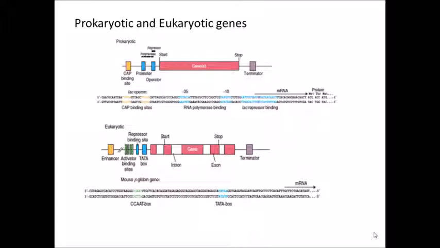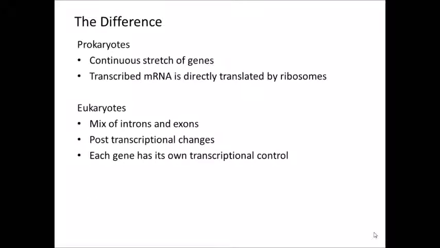Here is an example of a prokaryotic and a eukaryotic gene. We can see that genes in prokaryotes are a continuous stretch of codons, whereas in eukaryotes, a gene has two regions: the red-colored coding region, the exon, and the white non-coding region, the intron. After the formation of RNA, the non-coding introns are spliced out of the RNA. These are the main differences between prokaryotic and eukaryotic gene expression.